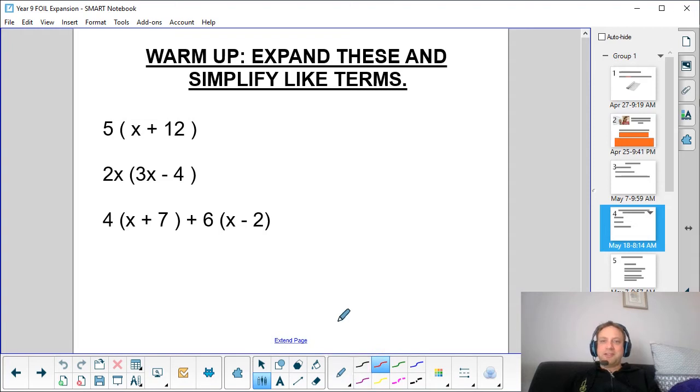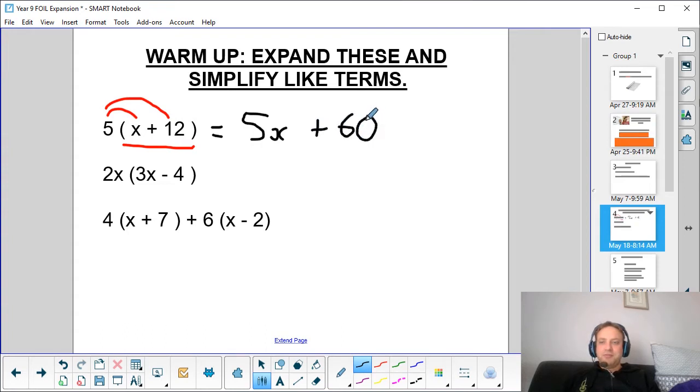So this is kind of where we're at so far. We know that if we have a set of brackets with a couple of terms inside it, and we've got something outside it, it just multiplies its way in one by one till it's finished. Right, so the 5 multiplied by the x gives us 5x, and the 5 multiplied by the 12 gives us 60. Pretty straightforward concept that it just has to multiply into each thing inside the brackets until it's done multiplying.